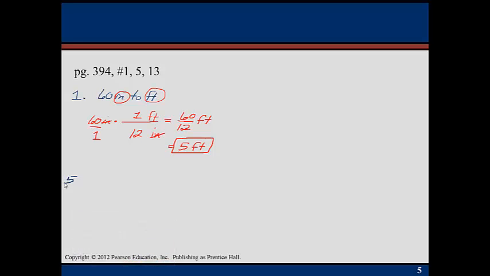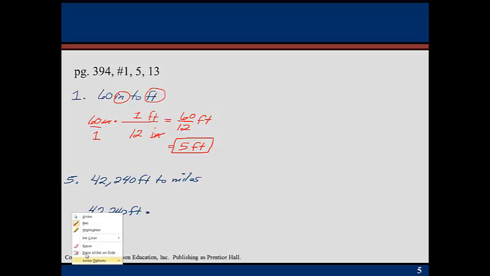Alright, number 5. We have 42,240 feet into miles. So 42,240 feet to miles. So let's start with the value they gave us, the 42,240 feet. We're going to multiply it by a unit fraction. For the unit fraction, on the top we're going to have the miles. That's what we're converting to. And on the bottom we're going to have the feet. And now we're just going to fill in the values.